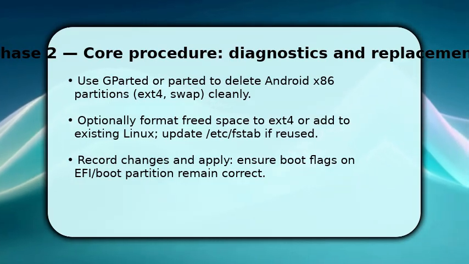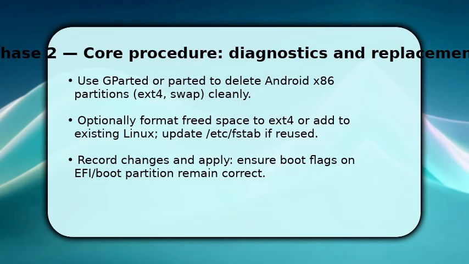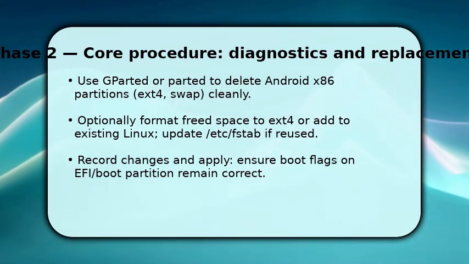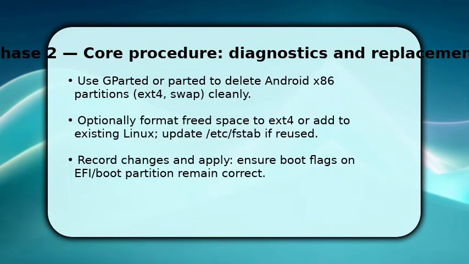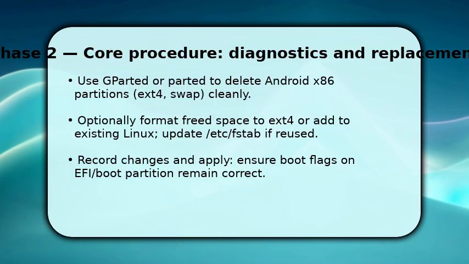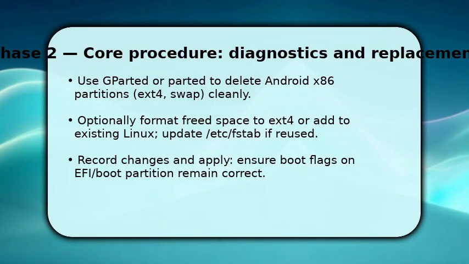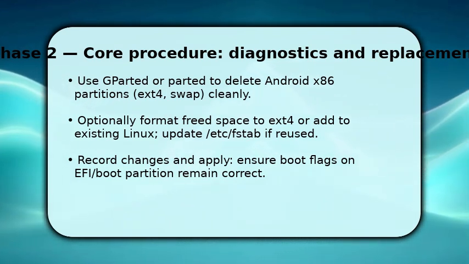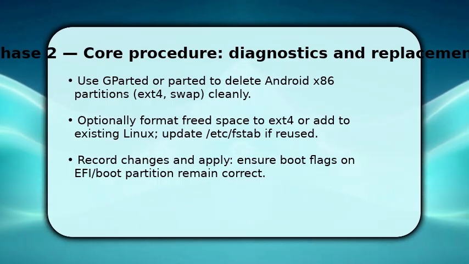Once done, adjust your Linux /etc/fstab. If you reuse the space, so mount points match UUIDs, run sudo blkid to get values. Make sure the EFI or MBR boot partition still has the correct boot flag. Otherwise, the system may not find your existing OS.